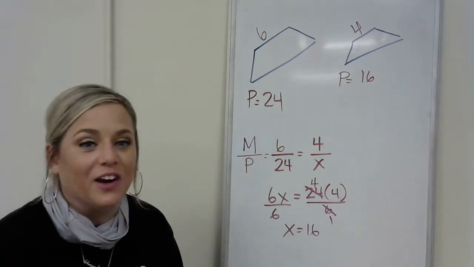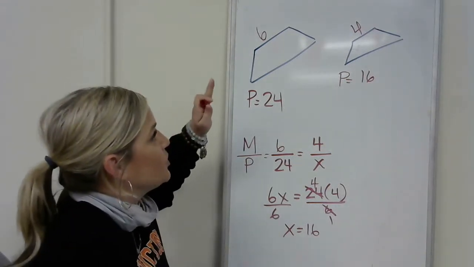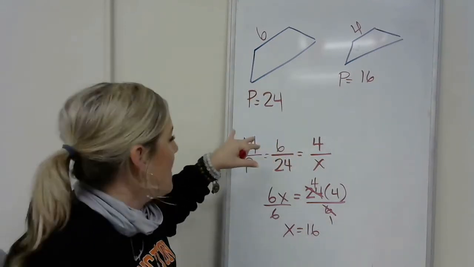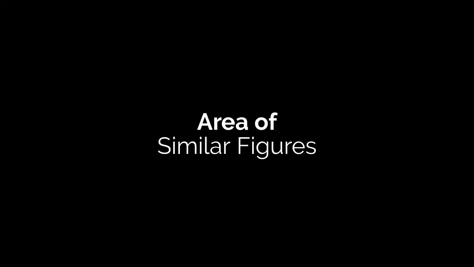All right. So next up is area. We'll start with trapezoids, and then we'll go to the triangles like we did last time. Okay? All right. See you in a second.